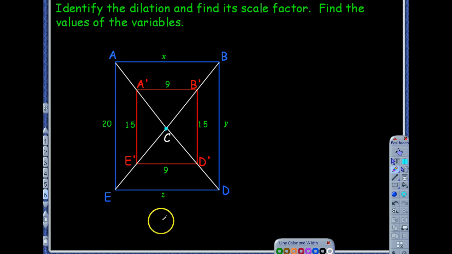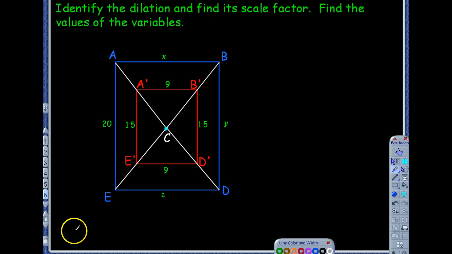Now, which figure is my pre-image here? The pre-image is the figure ABDE, doesn't have the prime symbols. Exactly, the blue one. Okay, and then which one is the image? Sorry, did I say pre-image again? That's okay. The image is the one with the prime symbol, so the one in red.